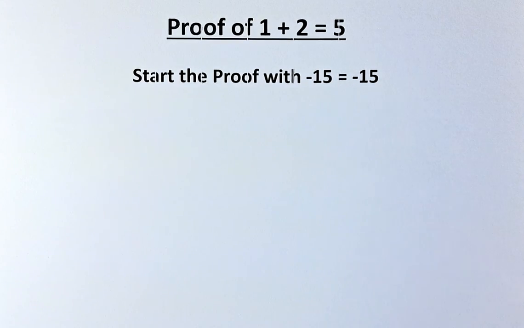We are going to start the proof of 1 plus 2 equals 5 by stating that minus 15 is equal to minus 15. There's no problem; you can state that minus 15 equals minus 15.